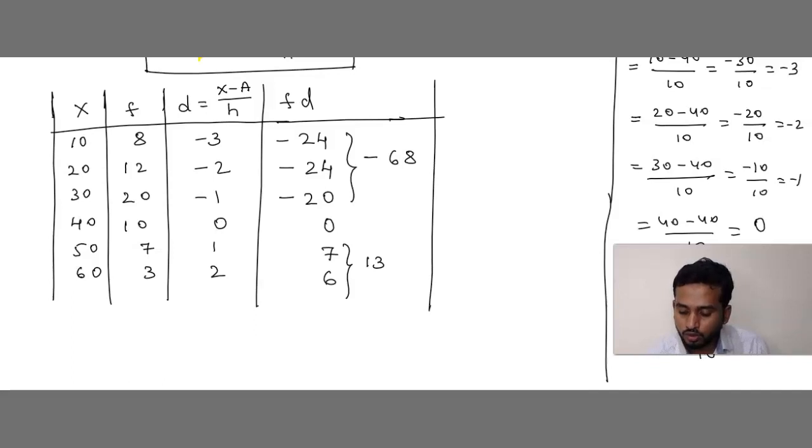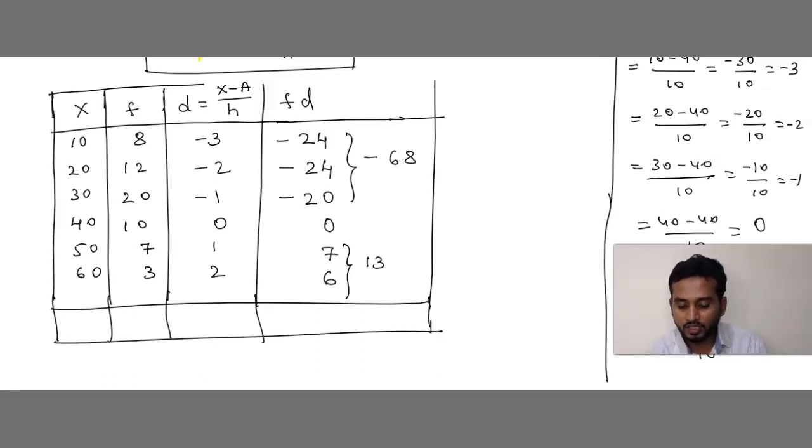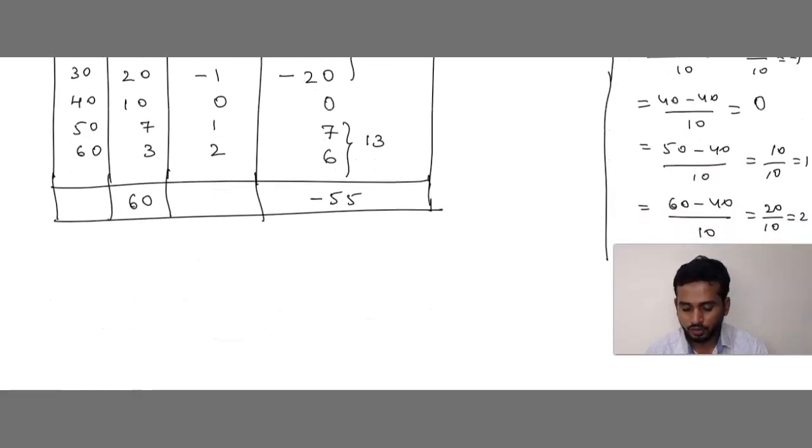So what should we do? We should add all FD values to get sigma FD. Done? That's nothing but minus 68 plus 23, that is minus 45. Now we got sigma FD, and what is the value of F? That is 60. Now shall we substitute in the formula?